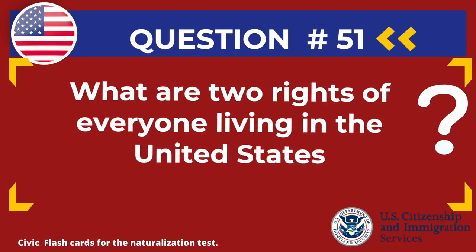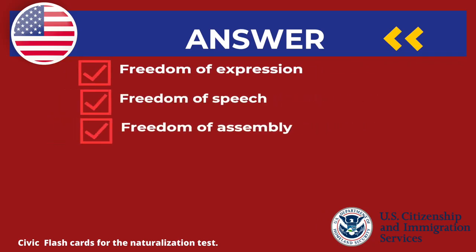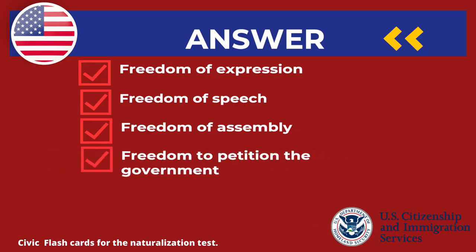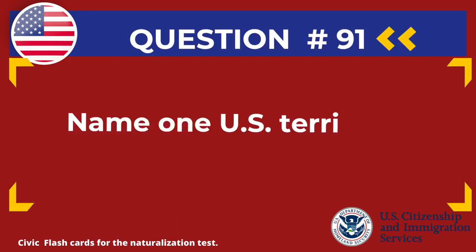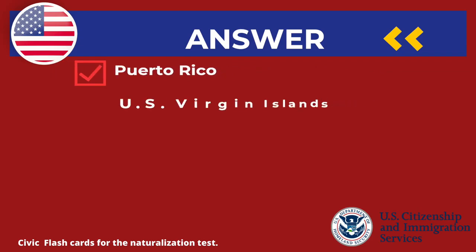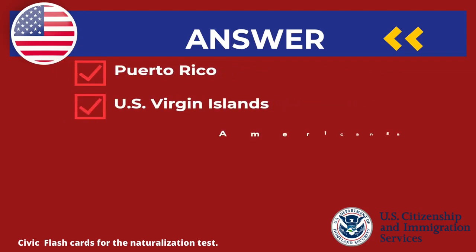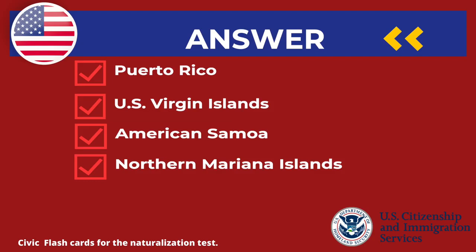What are 2 rights of everyone living in the United States? Freedom of expression. Freedom of speech. Freedom of assembly. Freedom to petition the government. Freedom of religion. The right to bear arms. Name one U.S. territory. Puerto Rico. U.S. Virgin Islands. American Samoa. Northern Mariana Islands. Guam.